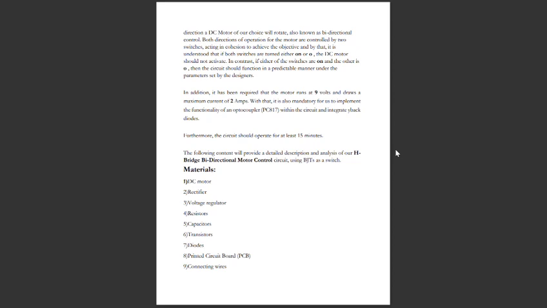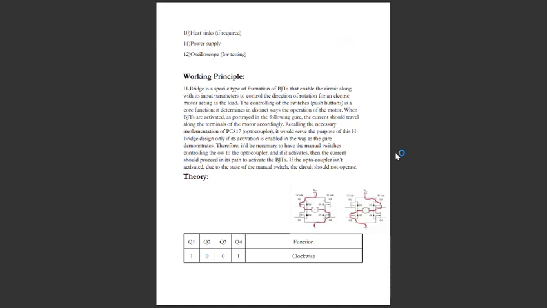The following sections will provide a detailed description and analysis of our H-bridge bidirectional motor control using BJT as a switch. The materials that we required are a DC motor at our output, rectifiers, voltage regulators, resistors, capacitors, and transistors. We use 4 NPN transistors and diodes. The diodes are used as flyback diodes. We also need a clean PCB, connecting wires, heat sink, power supply and oscilloscope.